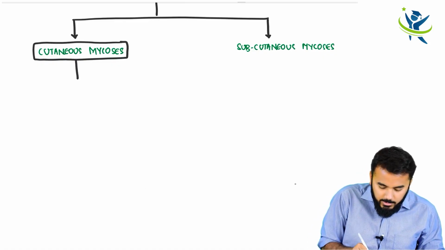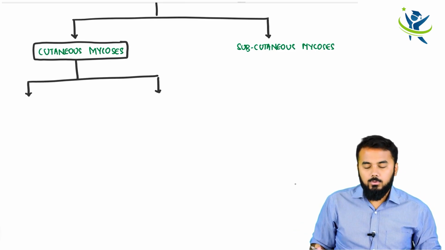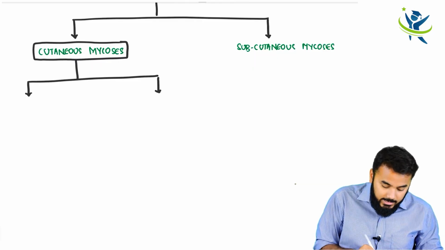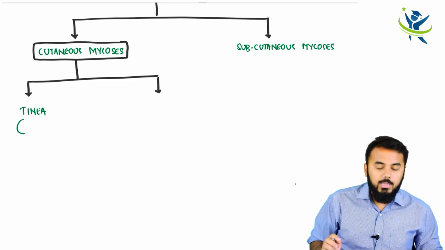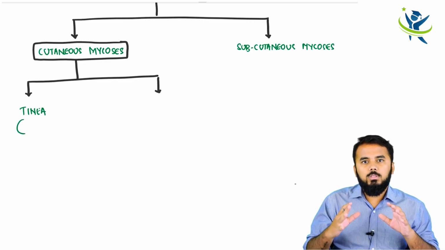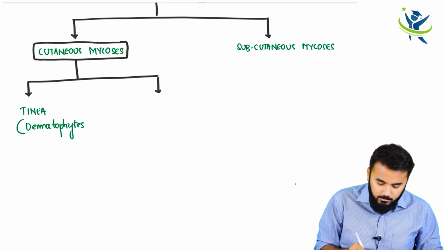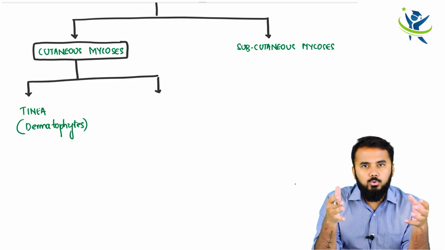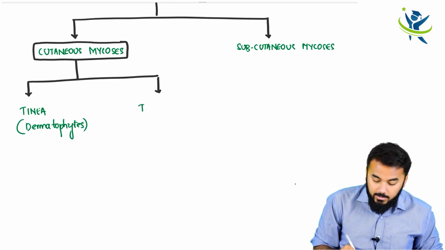Now when it comes to cutaneous mycosis, it is in turn divided into two subgroups, out of which one is called tinea. This group of infections, called tinea, is mainly caused by dermatophytes. All these organisms together are called dermatophytes. On the other hand, some of the infections are caused by tinea versicolor.